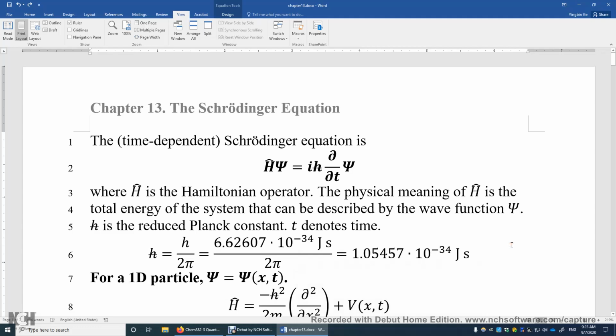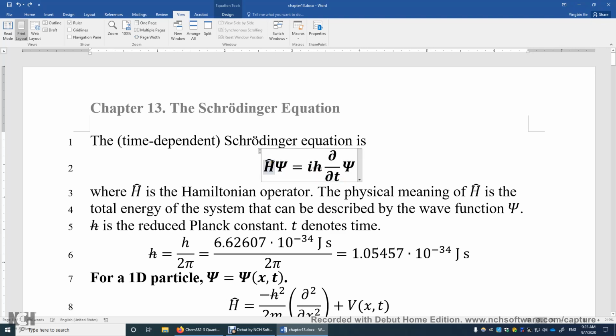This is Physical Chemistry, Part 3, Quantum Chemistry, Chapter 13, the Schrodinger Equation. The Schrodinger Equation governs the evolution of the entire universe. H psi is equal to i h bar times delta psi over delta t.